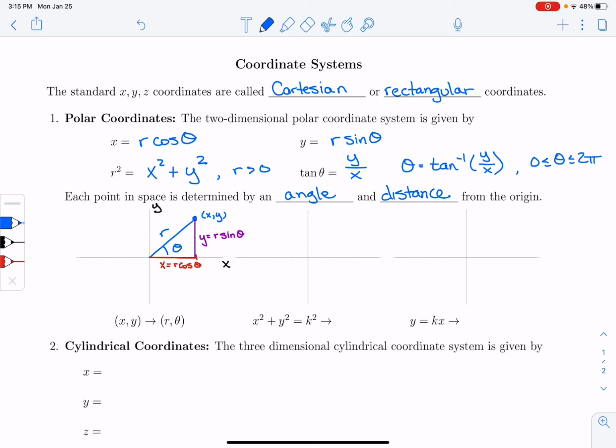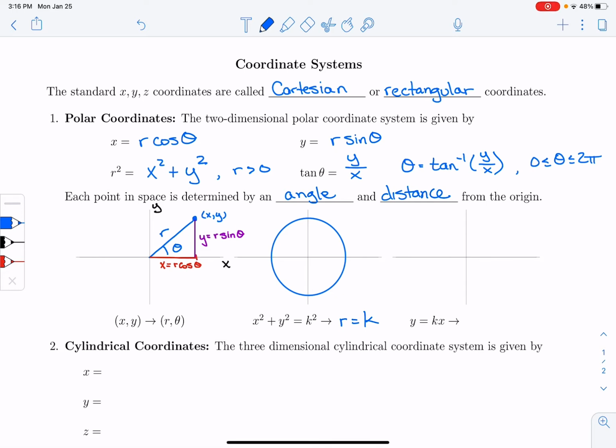Now, what are the advantages? Well, suppose that you want to describe a circle. Well, the equation for that circle in rectangular coordinates is x squared plus y squared equals k squared. But in polar coordinates, we can just specify that circle by the radius. It's all the points where r is equal to k. And that's a much simpler description.